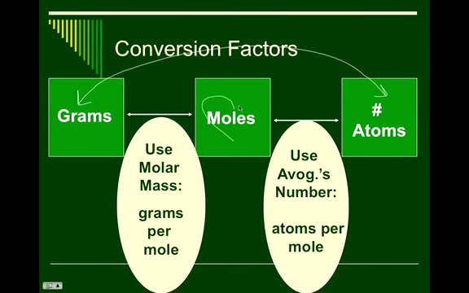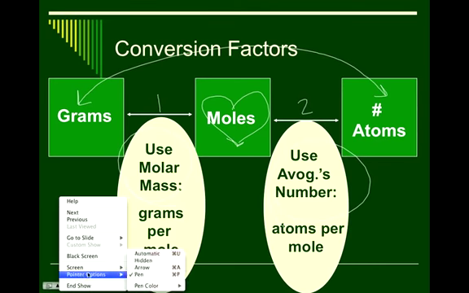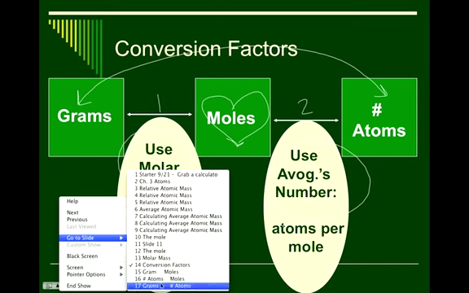Either way, you have to go through the mole, which is a lot of times why the mole is known as the heart of chemistry, because a lot of your calculations are going to have to go through it, just like the blood in your body has to go through your heart. So whenever you have a conversion of grams to atoms, you're going to have a 1-2 step problem. You'll have to use both molar mass and Avogadro's number. So let's go back to that slide and work those out.